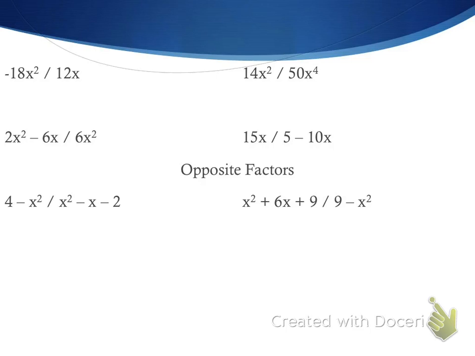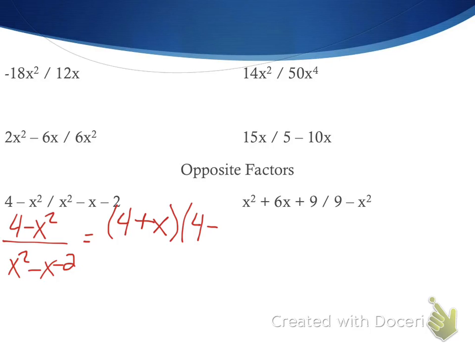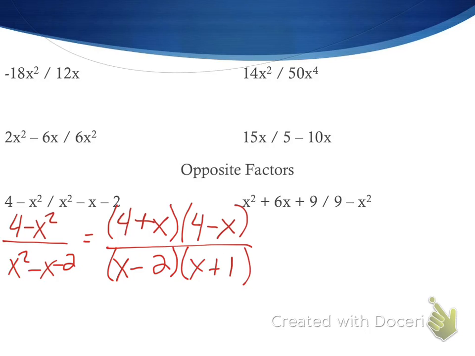This is kind of a tricky one, so I have 4 minus x squared over x squared minus x minus 2. I have a difference of squares on the top, so it's 2 plus x and 2 minus x. Then on the bottom it factors into 2 parentheses. Let's see, x minus 2 and x plus 1. Oops, Mr. Metzger made a mistake here. Those shouldn't be 4's, they should be 2's. There we go.